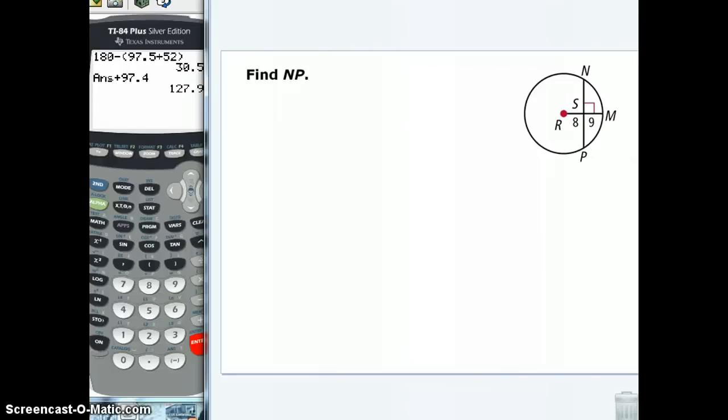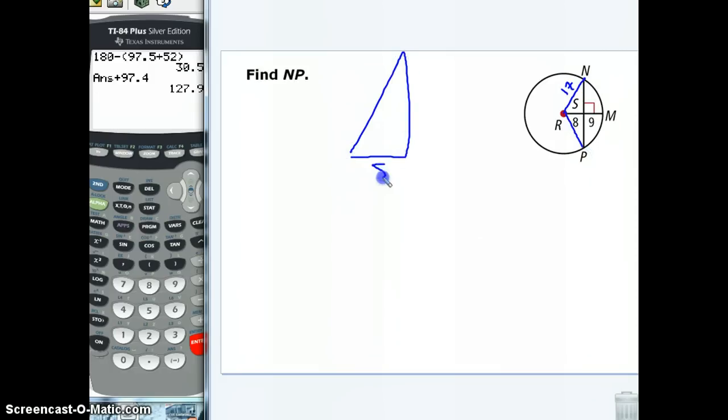So find NP. Here we have, and let's go ahead and add some things to this picture here. We know this segment here is 8, and that's 9. The total length of the radius then is what length? If this part's 8 and that part's 9, it's 17. Okay? So we want to find NP. But what we're going to do first is find NS, and then we'll double it.